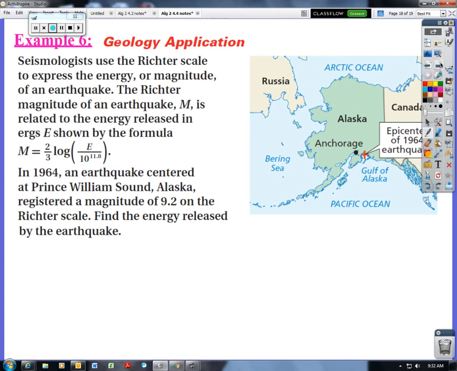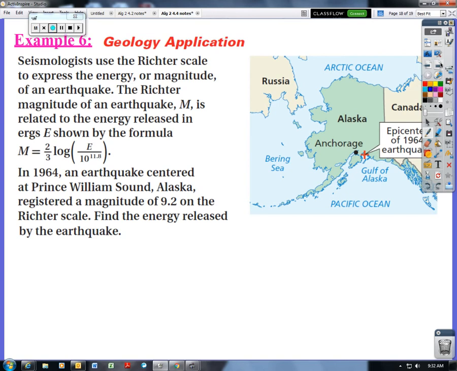Seismologists use the Richter scale to express the energy or the magnitude of an earthquake. The Richter magnitude of an earthquake, M, is related to the energy released in ergs, which is kind of a funny word, E. So E is ergs, which represents the energy, and then here's the formula that relates them. It's a logarithmic formula, so that's why Richter numbers are so funny. Like a magnitude 9 earthquake is significantly larger than a magnitude 8 because it's a logarithm, so they're not linear.